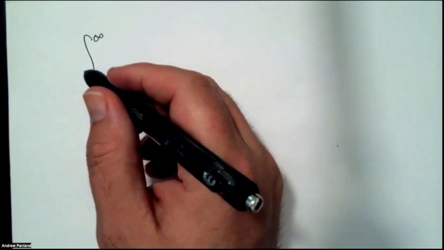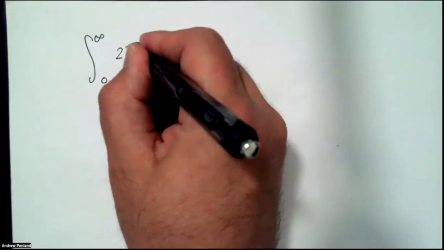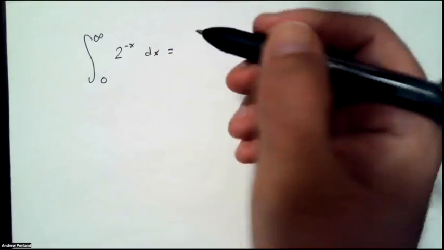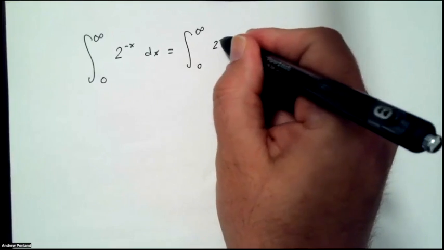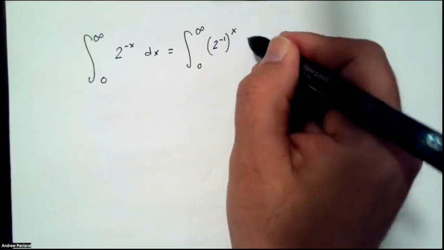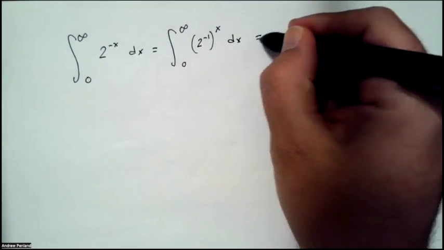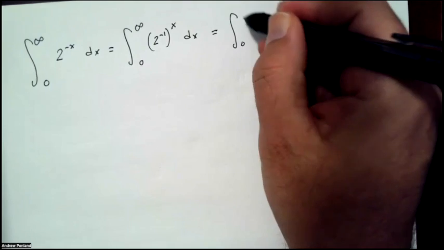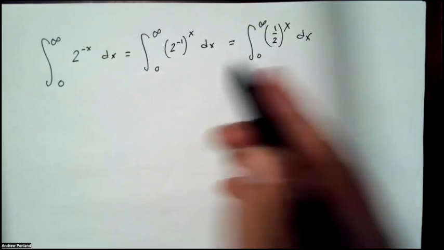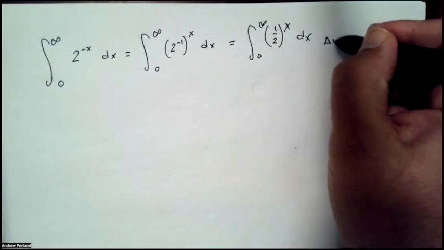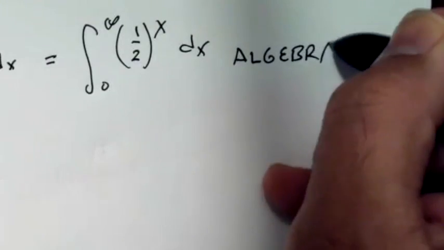So let's see what this answer actually looks like. Before we get too far, let's remember that we can rewrite this using properties of exponents as 2 to the negative 1 raised to the x. It might make our lives even easier if we rewrite this as 1/2 raised to the x, because all of these things are equivalent. This part that I just did is just algebraic properties of exponents.